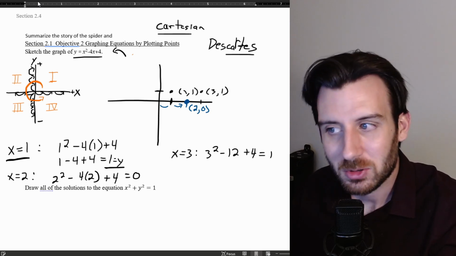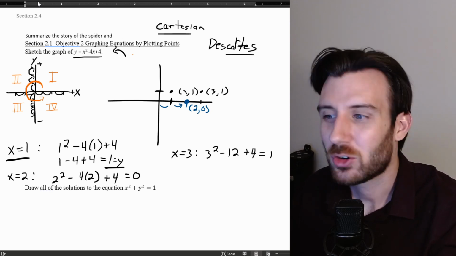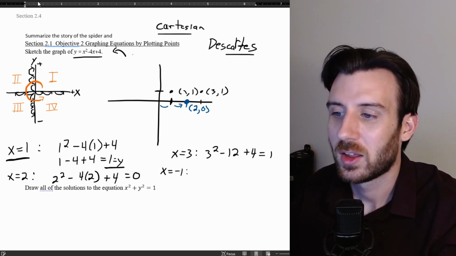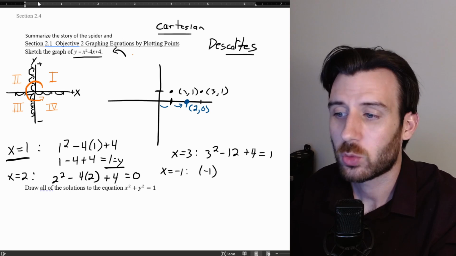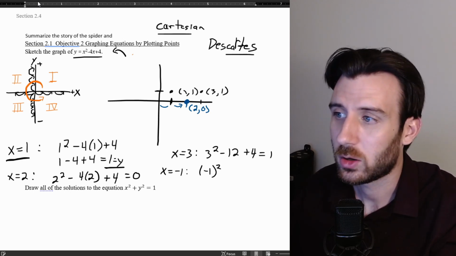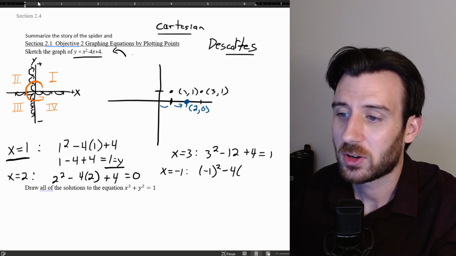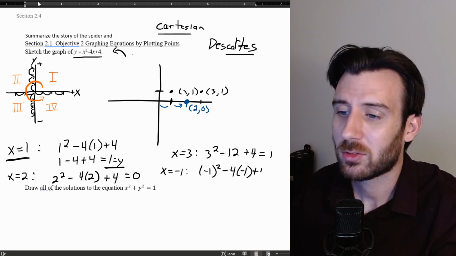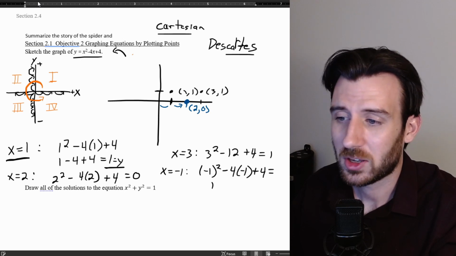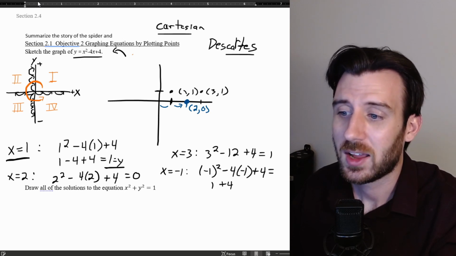And you could do this for in-between values as well. Put in 2.5. You could do this for negative values. We could put in x is equal to negative 1 and see what happens. That would be negative 1 squared. I'm going to put it in parentheses because I have to square the whole x value. So I'm squaring negative 1, and then I'm doing negative 4 times negative 1, and then I'm adding that to 4. So negative 1 squared is 1, minus 4 times negative 1 gets me a positive 4, and then adding another 4 at the end of that gets me a y value that's 9.